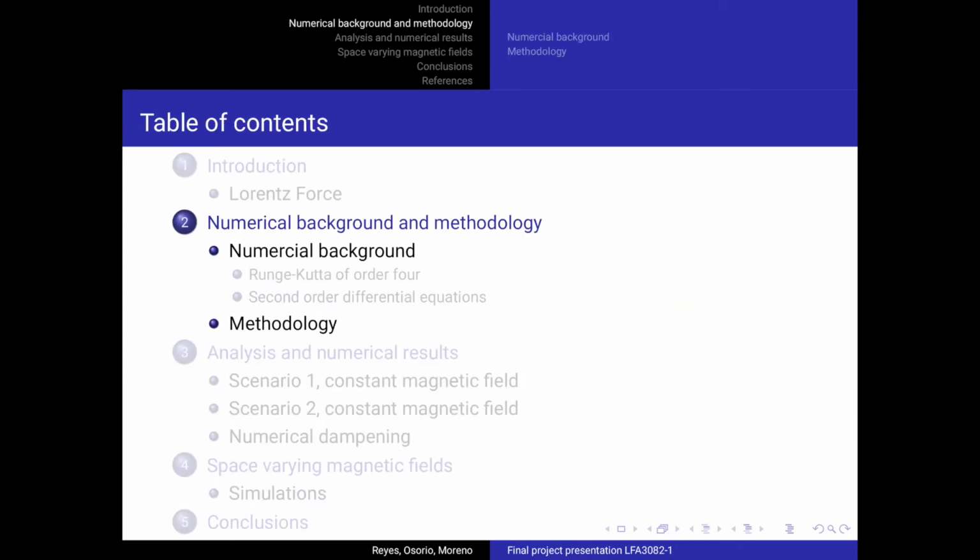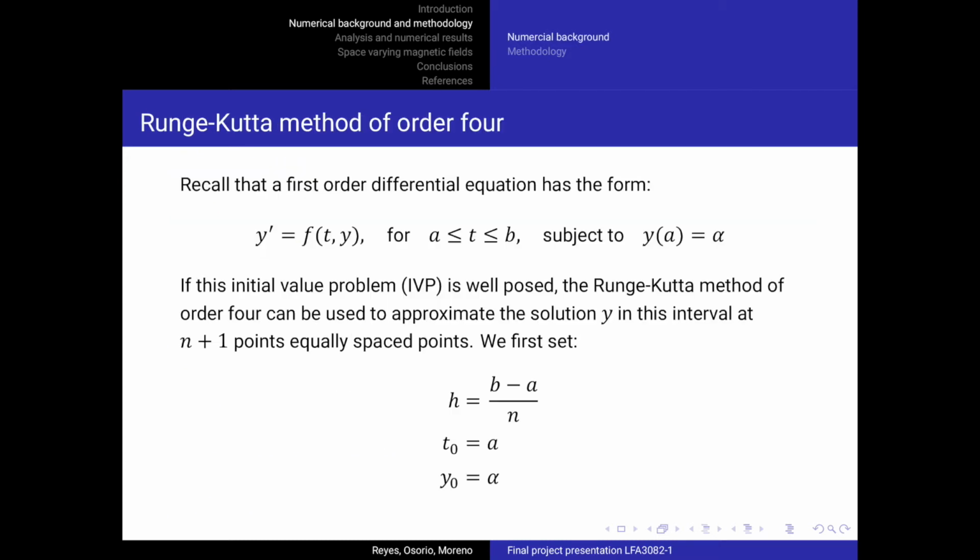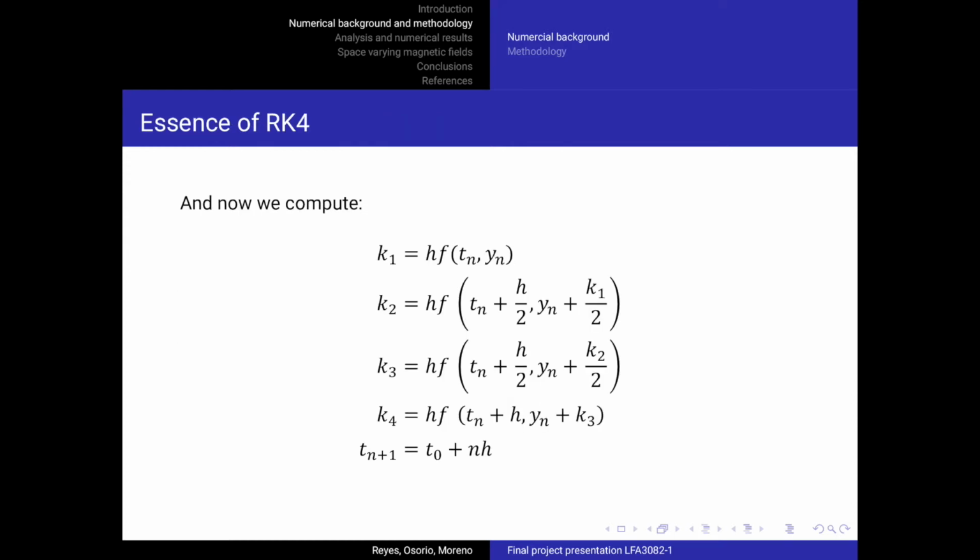Now we go to the numerical background and methodology. Starting with our numerical background, we first need to recall what the Runge-Kutta method of order 4 is for a first-order equation. If we have an initial value problem that is well posed, then we may use the Runge-Kutta method in order to approximate the solution y at the given interval at n+1 equally spaced points. Then, if we set h, our step size, t0 and y0 as we see on the slide, we are now able to compute what the essence of this method is.